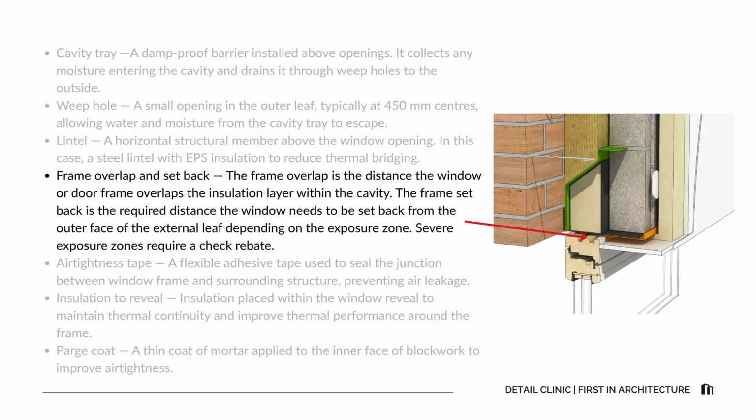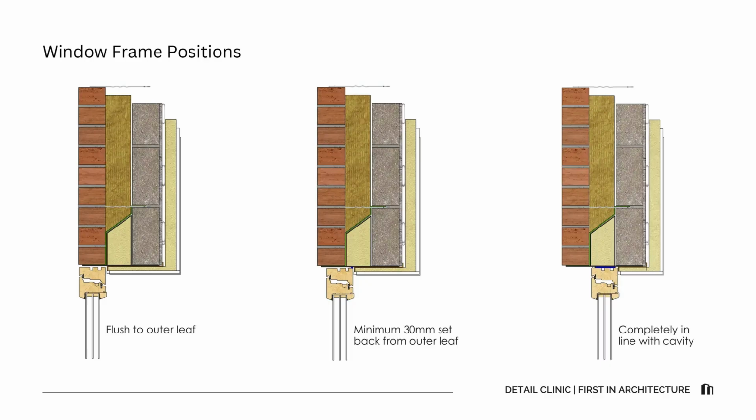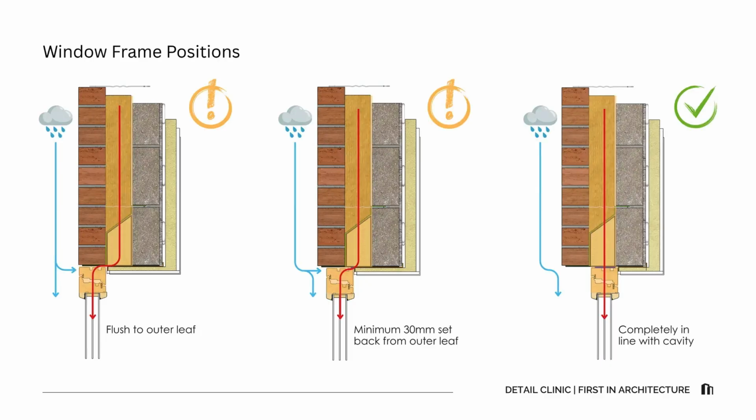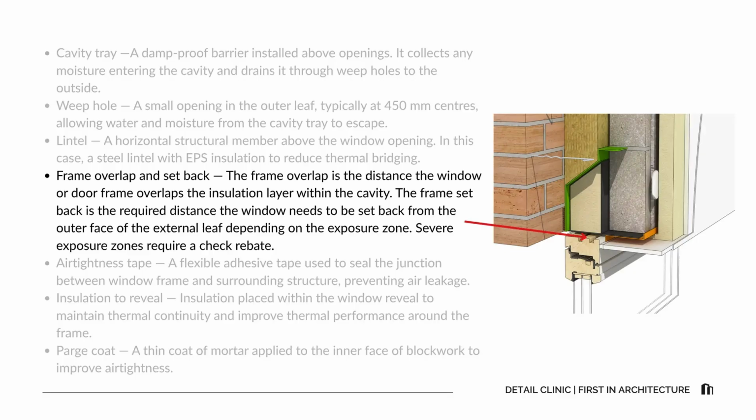Frame overlap and setback. This is where things get a little bit tricky. So the frame overlap is the distance the window or door frame overlaps the insulation layer within the cavity. The frame setback is the required distance the window needs to be set back from the outer face of the external leaf, depending on the exposure zone. Severe exposure zones require a check rebate. We can talk more on that later.